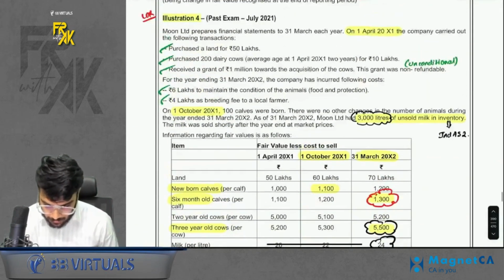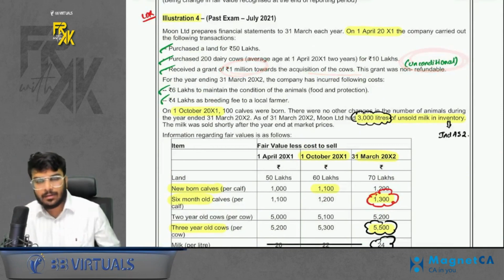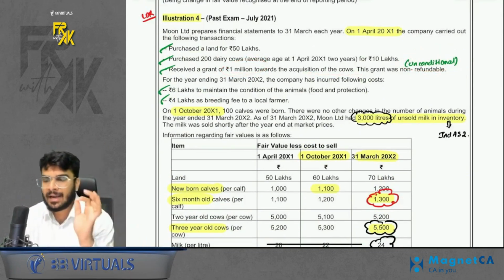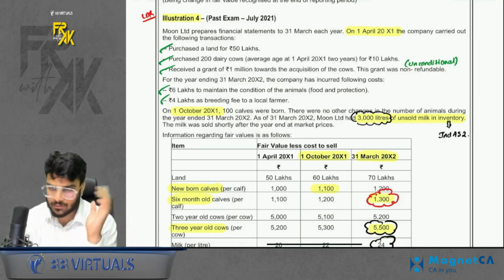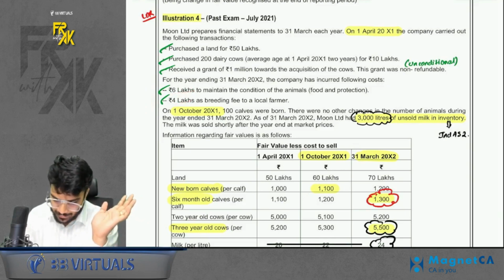We received a grant, which was unconditional, non-refundable. Grant point we did not revise, but let me tell you, whatever grant you get, if it is unconditional, you will book immediately in profit and loss. So we booked in profit and loss. Then we incurred certain expenditure, book in profit and loss.